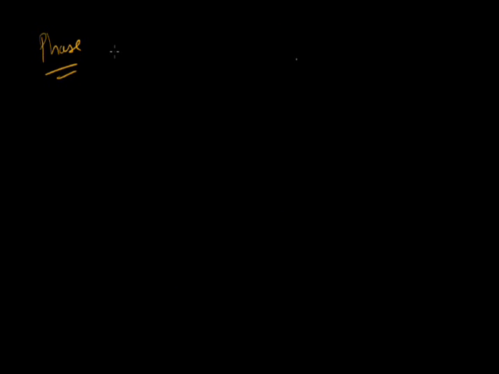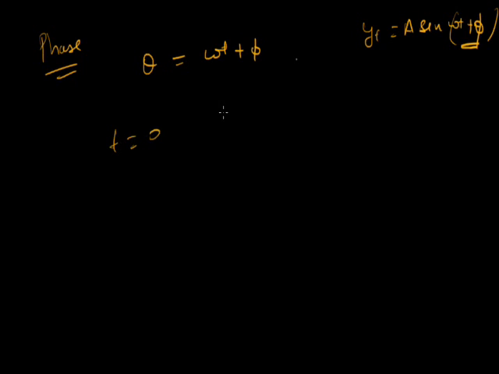The second thing is phase. The phase of an oscillation is defined by θ, where θ = ωt + φ in the equation y(t) = a sin(ωt + φ). This ωt + φ is called the phase at any instant. At t = 0, θ becomes φ, and this φ is called the phase constant. That is, at t = 0 we get the phase constant of the SHM. The position and direction of motion of a simple harmonic oscillator at any time is described by the phase.